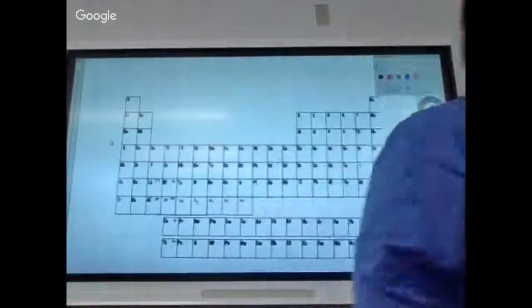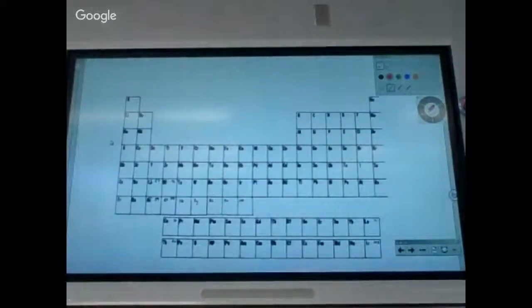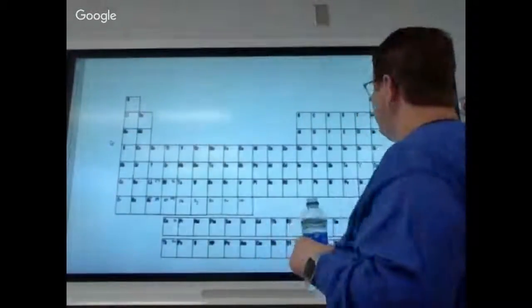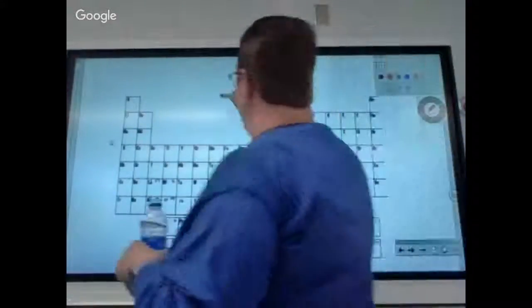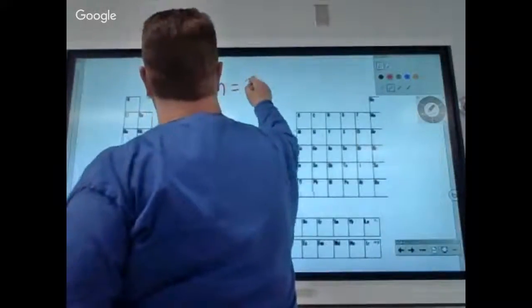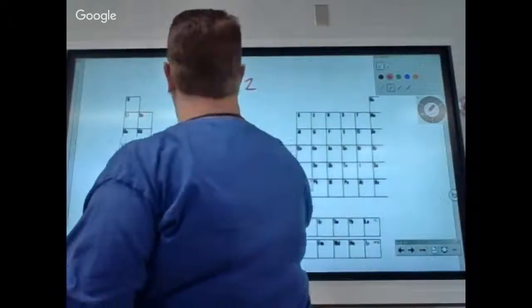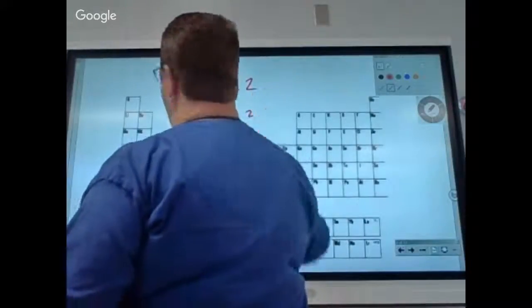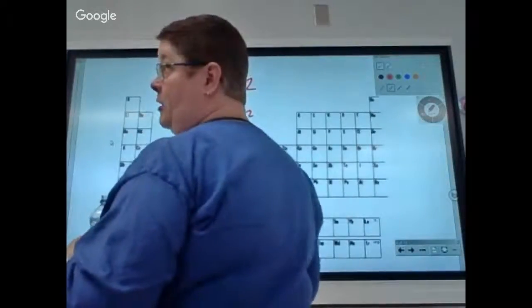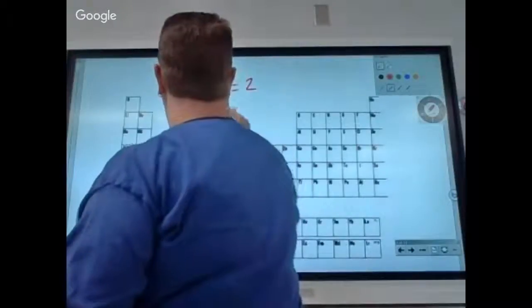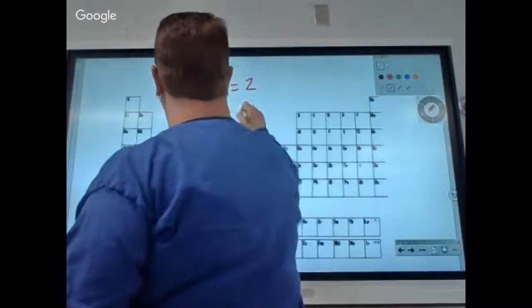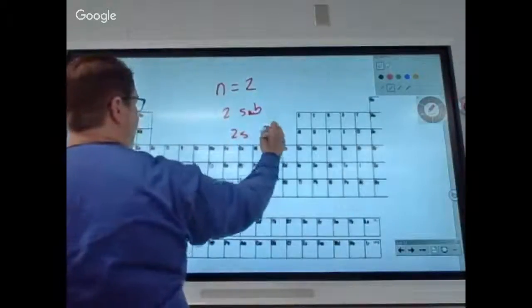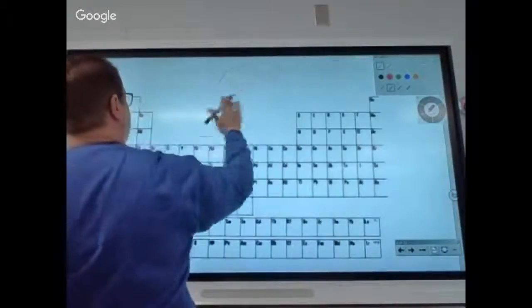All right. Question number 2. A full main second energy level contains? 8. Now, you could have said n equals 2, you could have said 2n squared. 2 squared is 4 times 2 is 8. You could have said n equals 2 has 2 sublevels, so you'd have 2s and 2p and added them up. Or, here's another method.